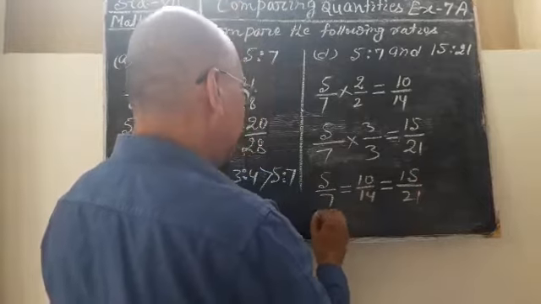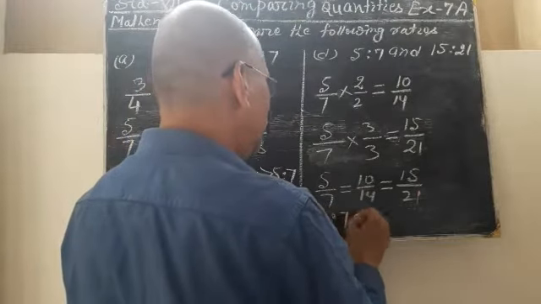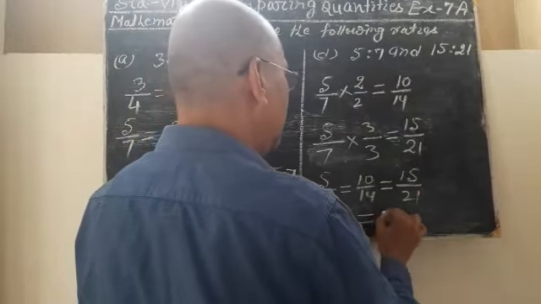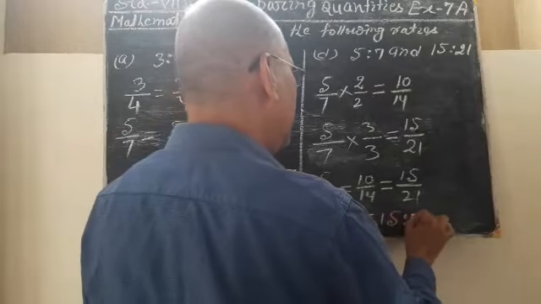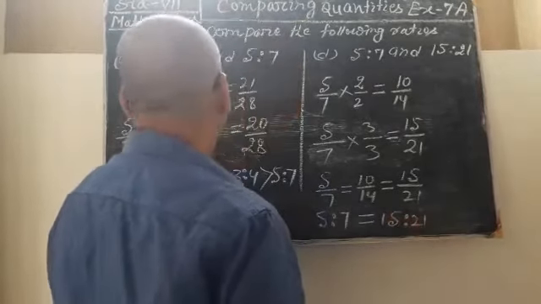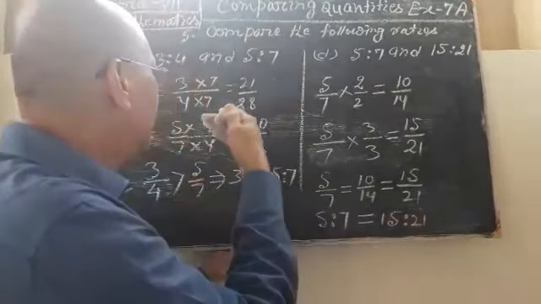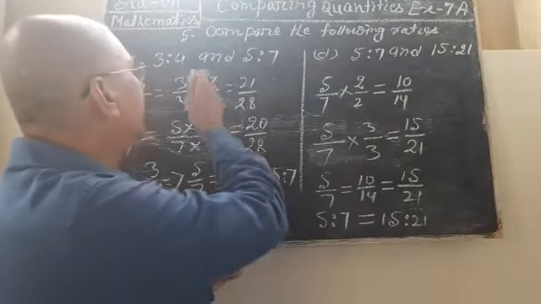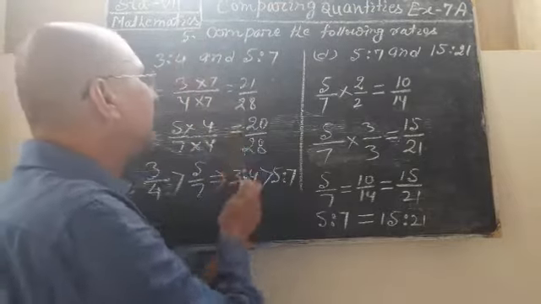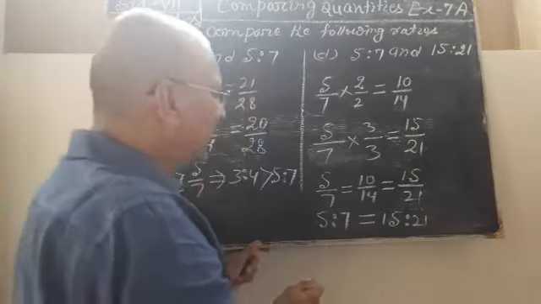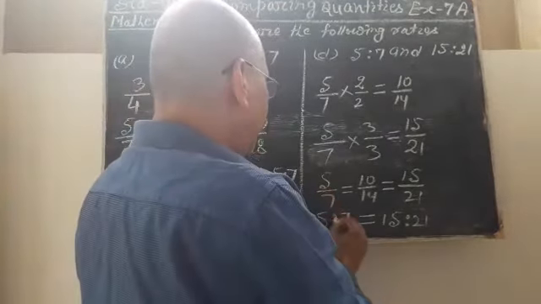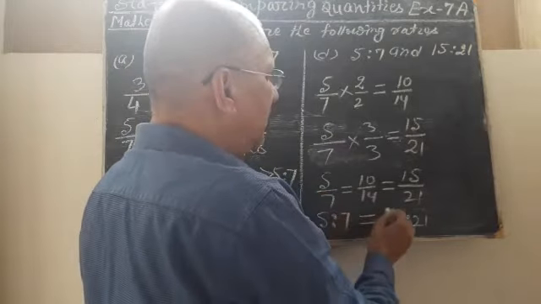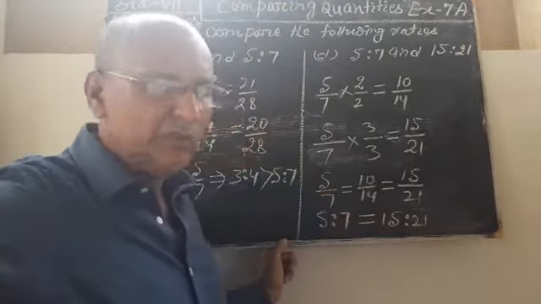So certainly 5:7 is equal to 15:21. In this way, making the comparison, we find that 3:4 is greater than 5:7, and here 5:7 is equal to 15:21.